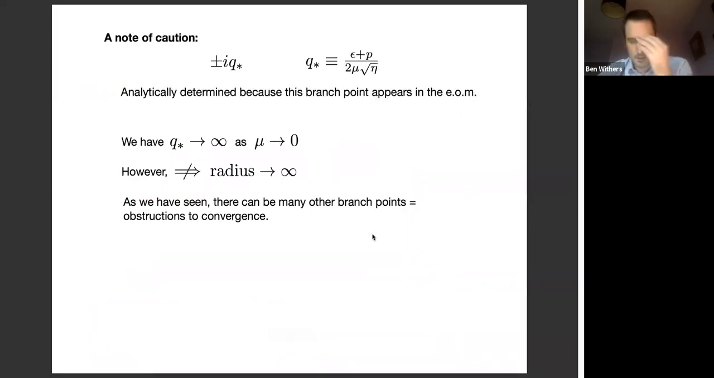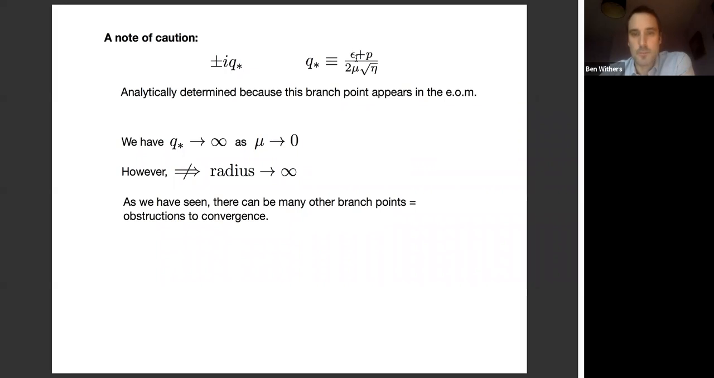So let me make a cautionary remark. You may wonder why Q star was determined analytically, and the reason is because it appears actually in the equation of motion. If you look at the equation of motion, there's a square root containing Q and this quantity. So you can already figure out that this has to be one of the singularities of the dispersion relation. And so now you know how this is set analytically.